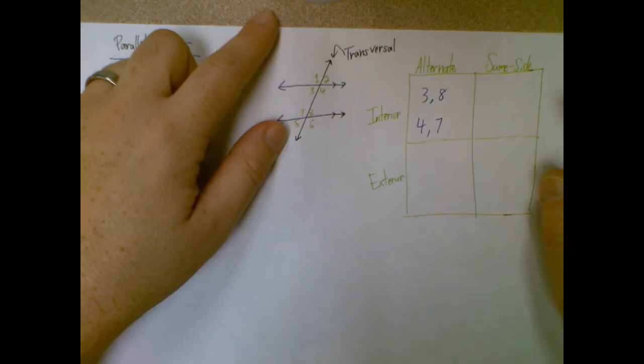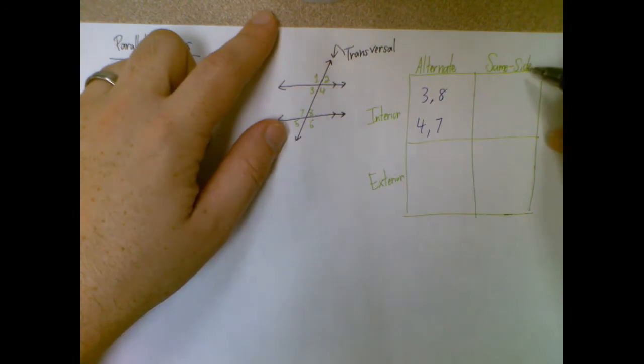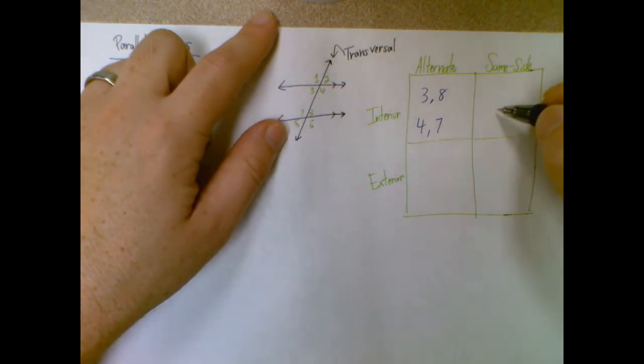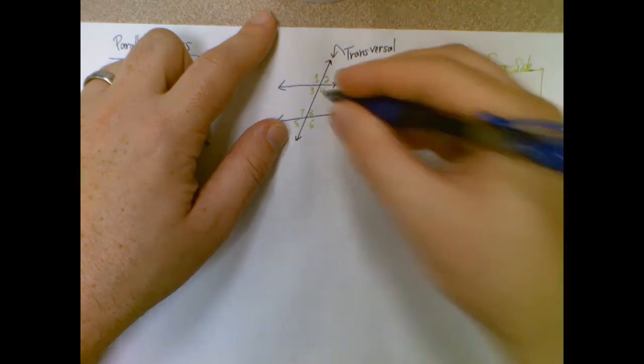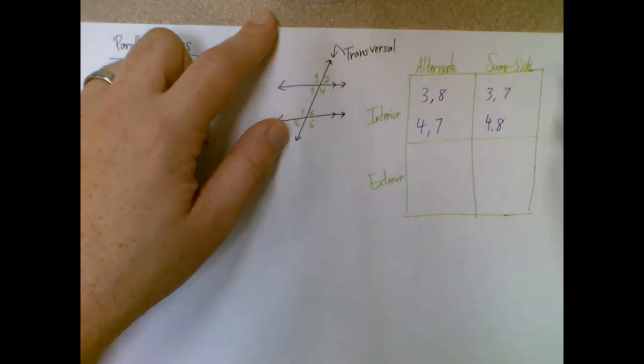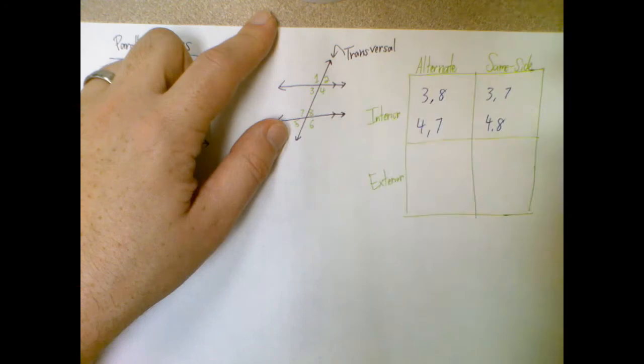All right, moving right along then. Our same side interior angles mean they either have to both be on the left or both be on the right, but they're still interior, so that would be 3 and 7, and 4 and 8. So 3 and 7 are both on the left, 4 and 8 are both on the right.